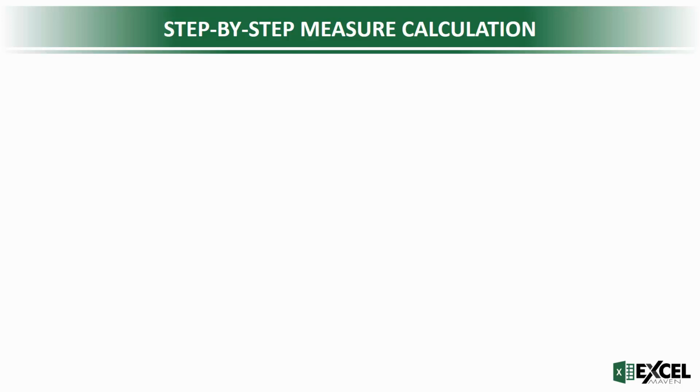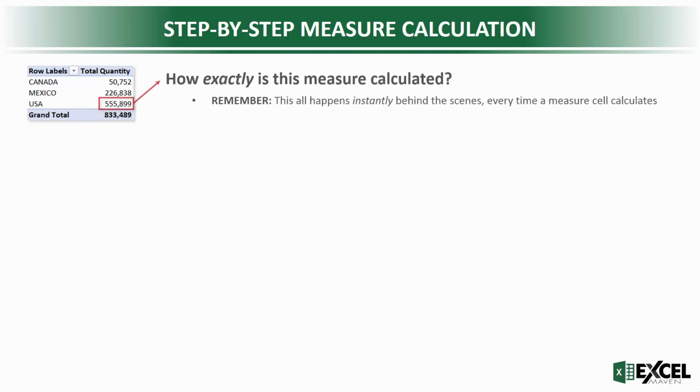Let's take a minute and really drive home this idea of filter context by walking through a step-by-step measure calculation behind the scenes. So we're essentially going to replicate what Excel is doing instantaneously every time a measure gets calculated in a pivot table view. So consider something simple like this. We've got a total quantity measure broken down by store country as row labels. And if we isolate just the USA cell here, let's figure out how exactly this measure is calculated.